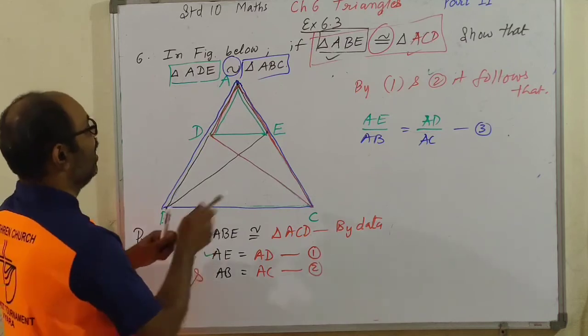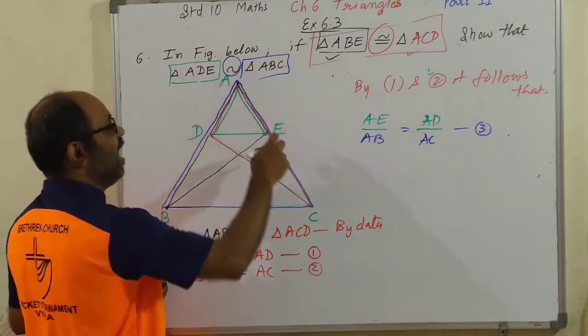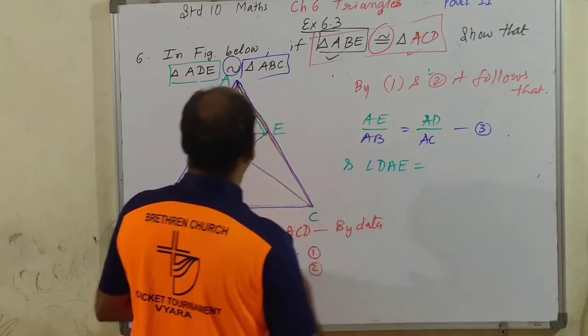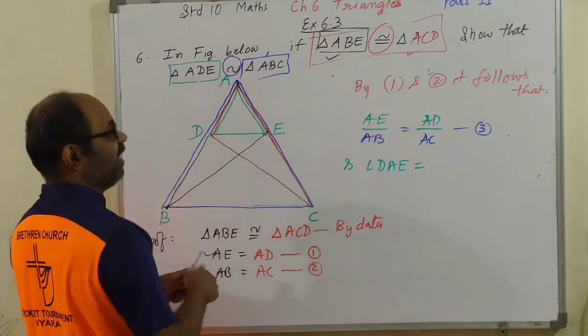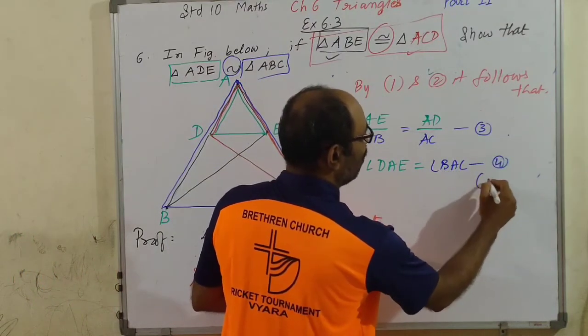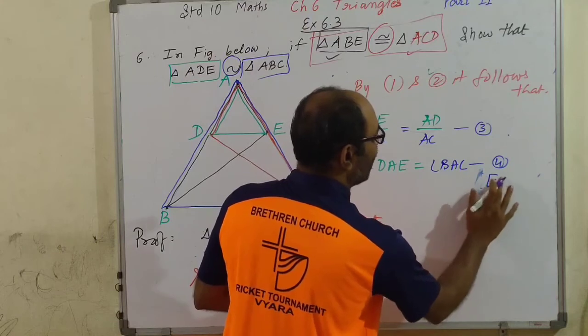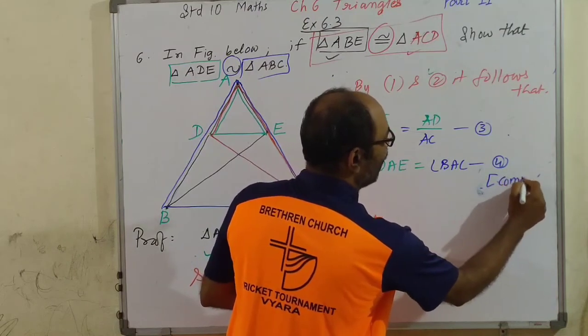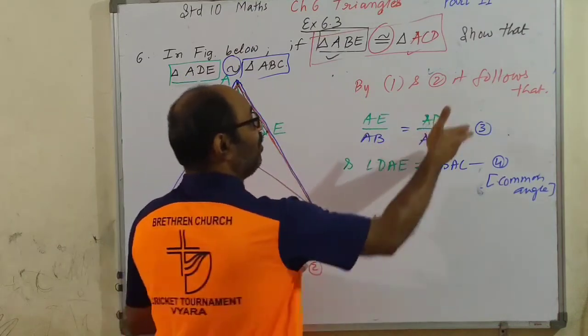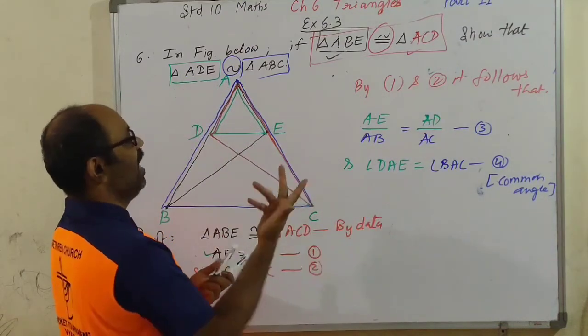And children, that green angle DAE is equal to angle BAC. Result 4. Why? Yeah, it's the common angle. Common angle. Alright? By 3 and 4. Yes, finished.